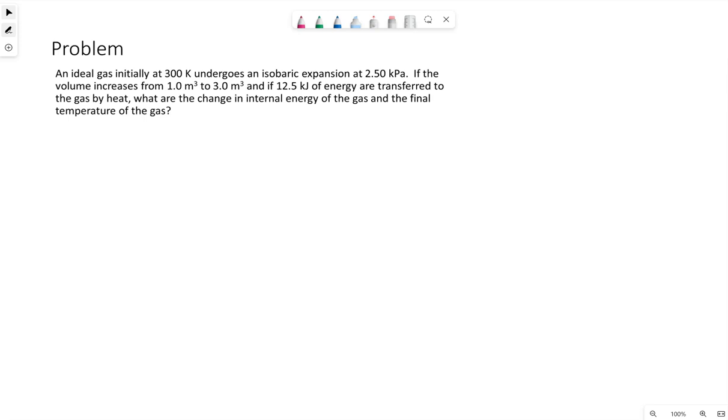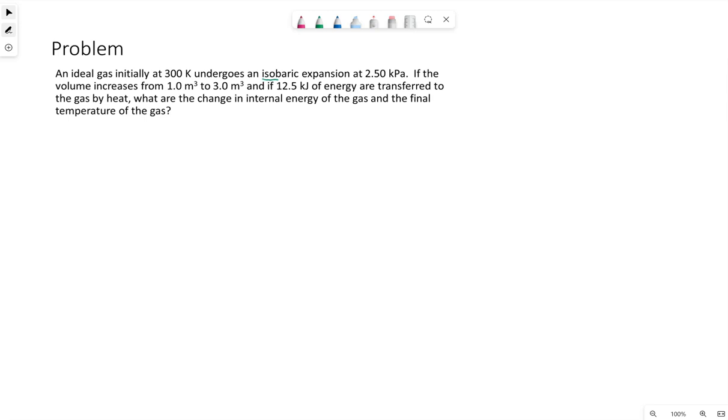Our example problem here: we have an ideal gas initially at 300 Kelvin that undergoes an isobaric expansion at 2.5 kilopascals. If the volume increases from 1 cubic meter to 3 cubic meters, and if 12.5 kilojoules of energy are transferred to the gas by heat, what are the change in internal energy of the gas and the final temperature of the gas?